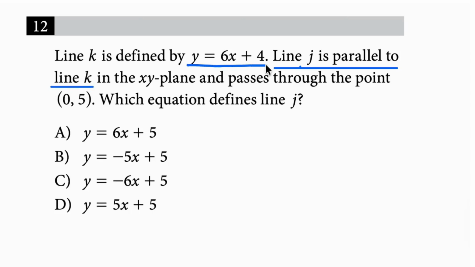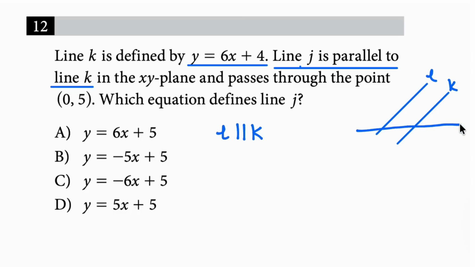Now tell me, if two lines are parallel to each other, what is the rule? What is the same in that case? So if L is parallel to K, right? Like this line is parallel to this line. Let's say this one is L and this one is K. So what is equal in that case? The slope. So when two lines are parallel to each other, their slopes are equal, right?